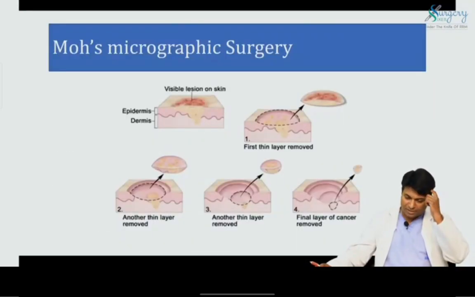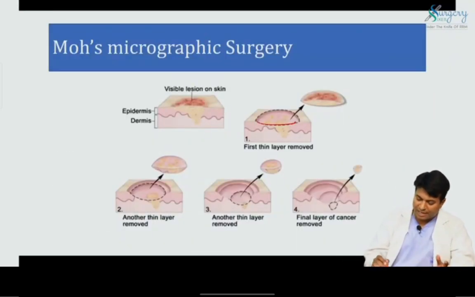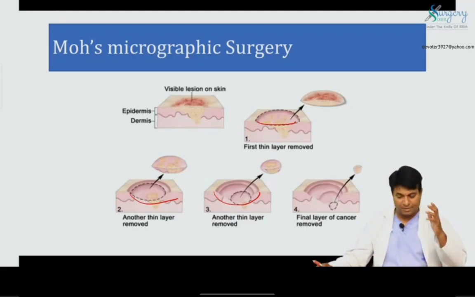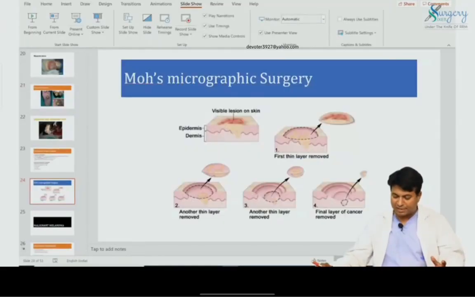So this is the Mohs micrographic surgery. You can see the Mohs micrographic surgery shown here. You remove the first thin layer, second thin layer, third layer, like that, until you finally get a margin negative. We have to keep going with the Mohs micrographic surgery. Okay. So please don't forget these two cancers: basal cell cancer and squamous cell cancer.